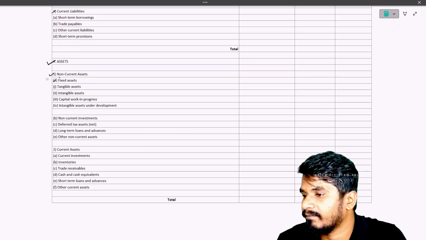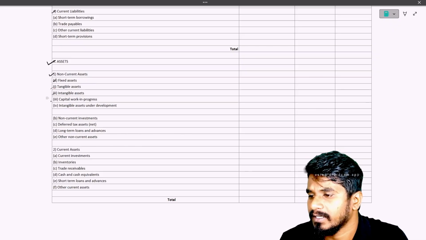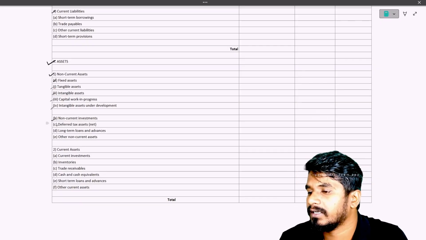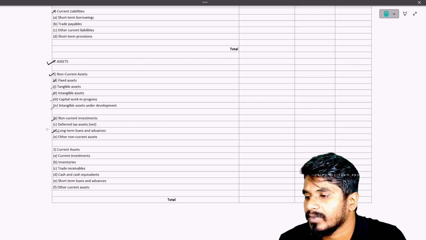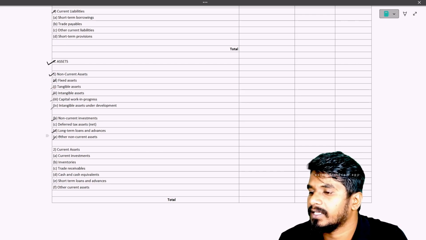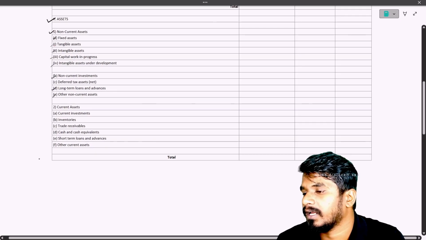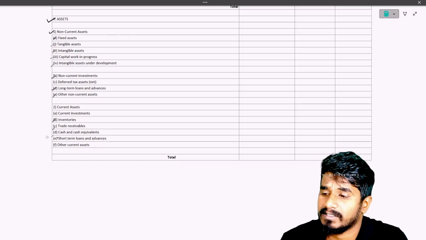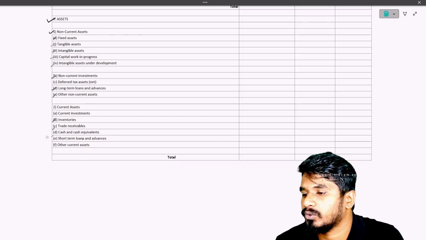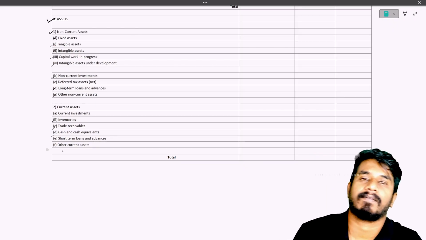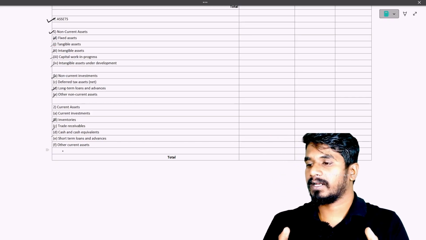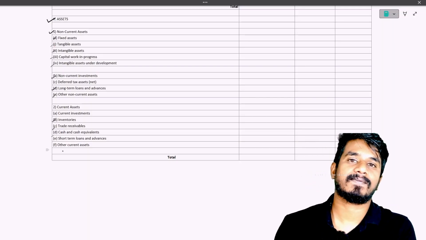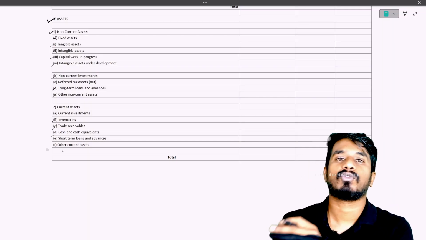Under non-current assets we have fixed assets, tangible assets, intangible assets, capital work in progress, and intangible assets under development. So many things are there. Then non-current investments, deferred tax assets, long-term loans and advances, and other non-current assets. Under current assets, we have current investments, inventories, trade receivables, cash and cash equivalents, short-term loans and advances, and other current assets. So you need to go through this, understand it and practice it, but you need to remember this for the examination. This is going to give you 14 marks.